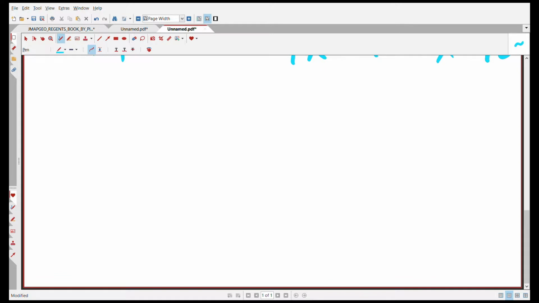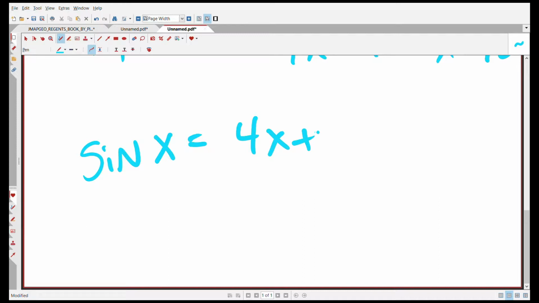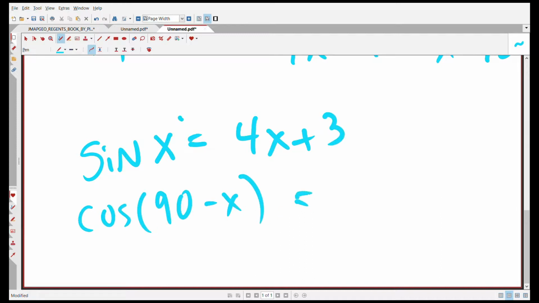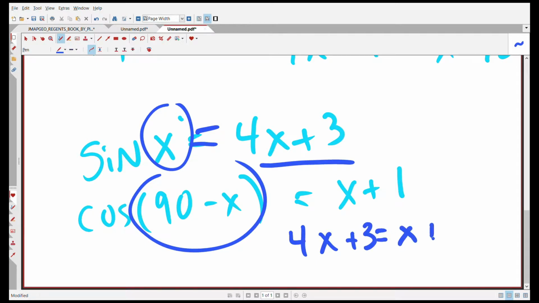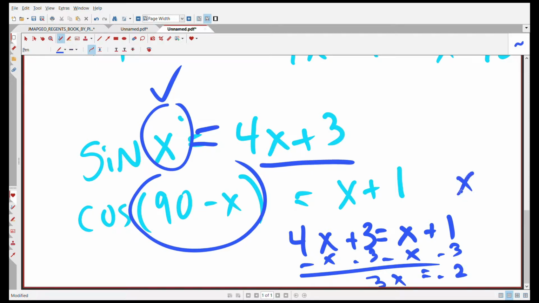Now I'm going to show you the difference. The sine of x equals 4x plus 3. The cos of 90 minus x equals x plus 1. Now here we don't want the angle. You're given the angle equals a specific value. So we know the values are going to be equal to each other because the angles add up to 90. So now I just have to solve for x. I get 3x equals -2 here, so x equals -2/3 because it's just simple algebra here.